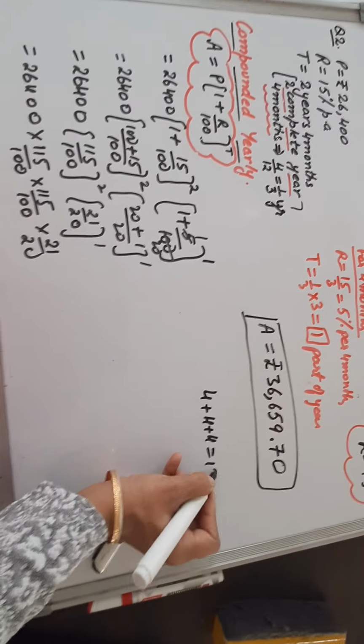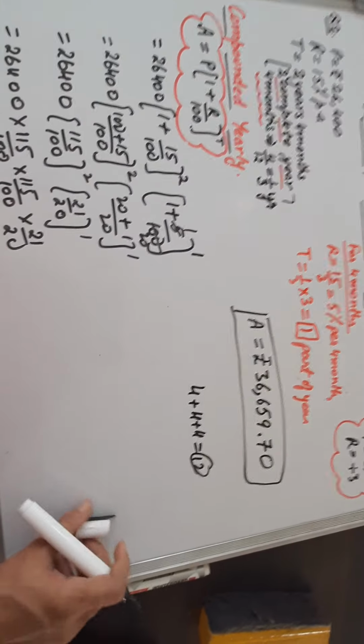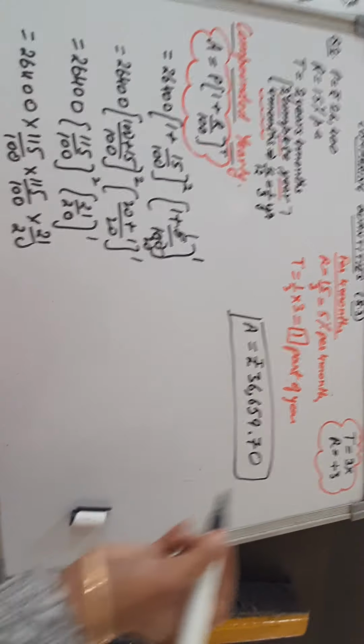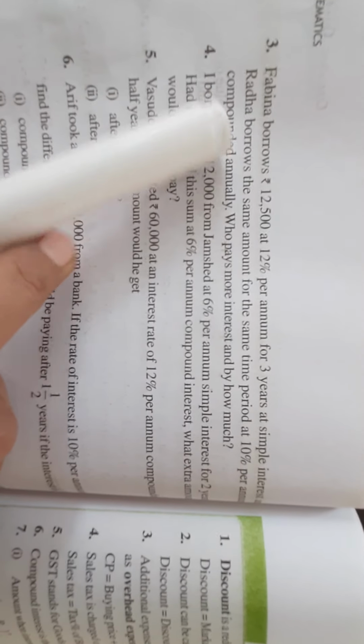4 plus 4 plus 4, 12 months means 1 year. So 1, 2, 3: 3 parts out of 3 parts, 1 part is 4. So that's why 1 power.